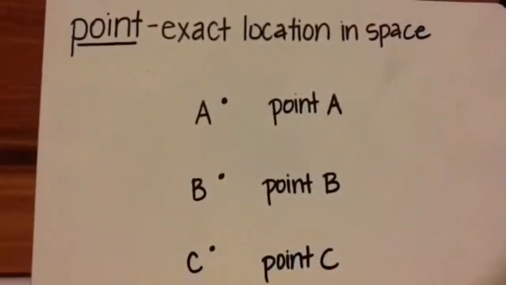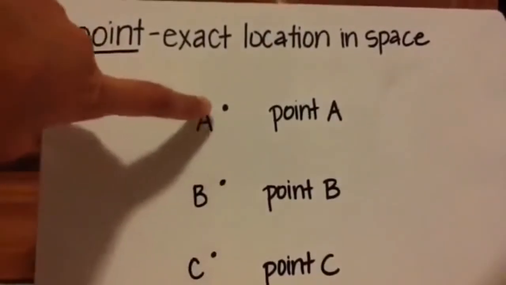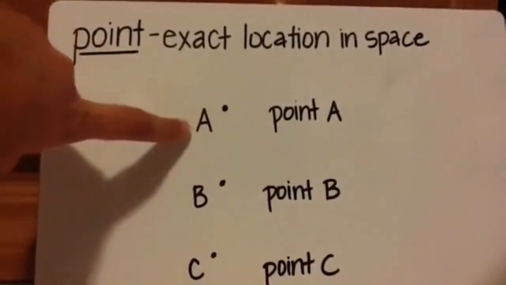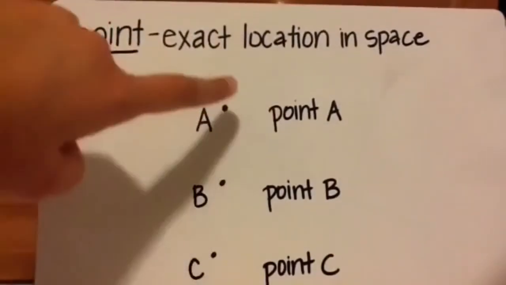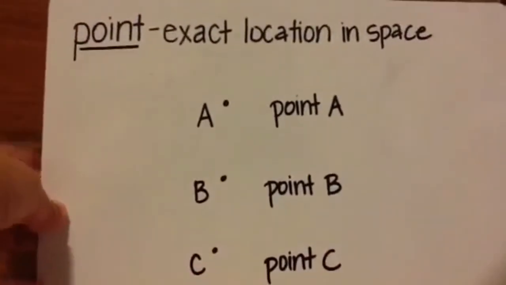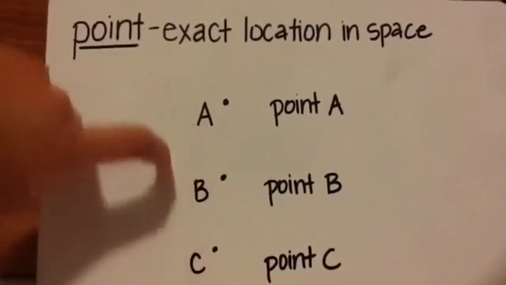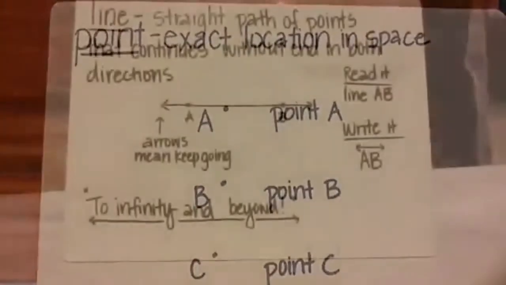The first thing we're going to learn about is point, and it's basically exactly what it is. It is an exact location in space. So if you have something like this, and you put an A by it, you call it point A. If you have many points, to identify each one separately, you put a letter by it. So you can say point A, point B, point C.